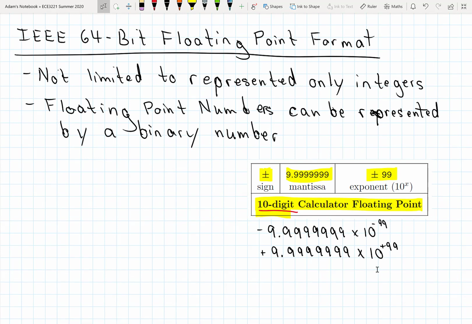Okay, the base of that calculator display, this part is referred to as the mantissa. This part is referred to as the exponent, and of course we have our sign value, positive or negative.